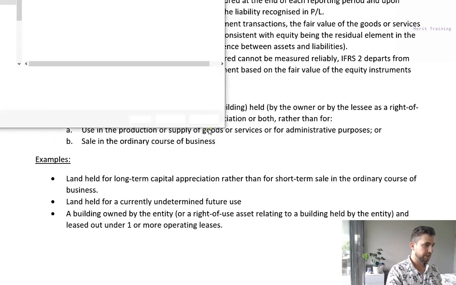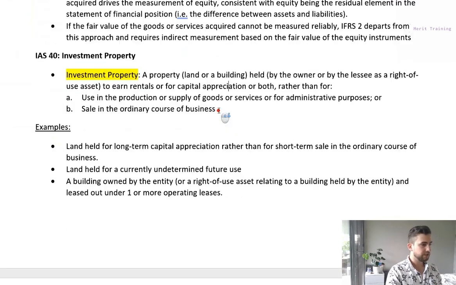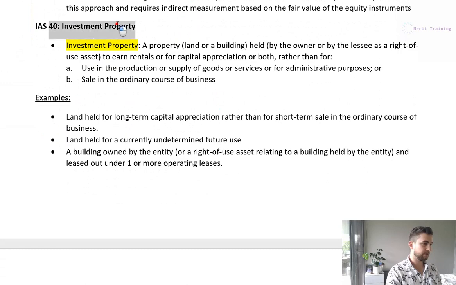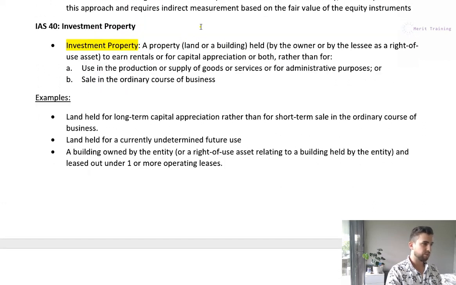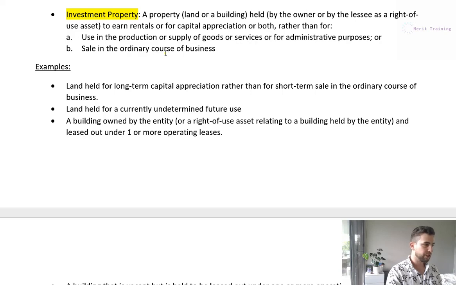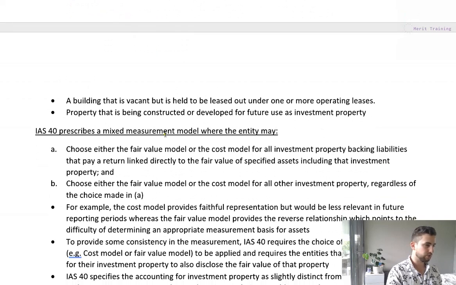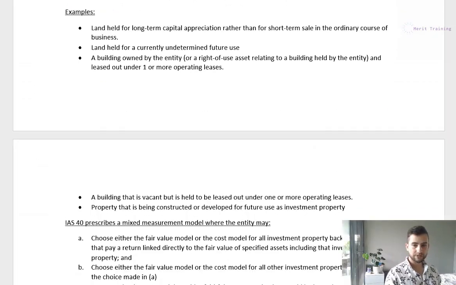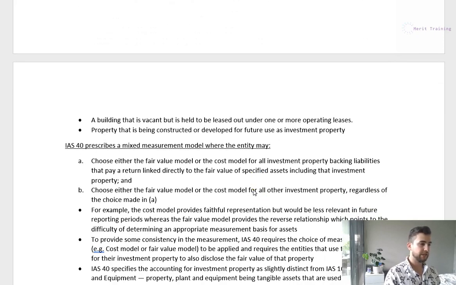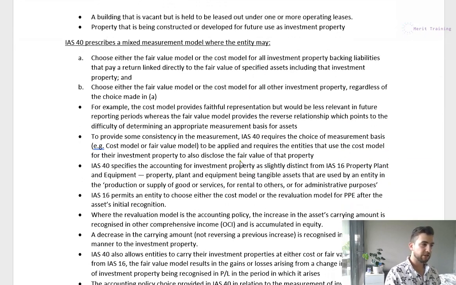Moving on, the next one that's going to be talked about in chapter 1 is investment properties. So this is basically any property held to earn rentals or capital appreciation rather than for the use of production or sale in the ordinary course of business. So IAS prescribes a mixed measurement model where the entity may either choose the fair value model or the cost model for all investment property.